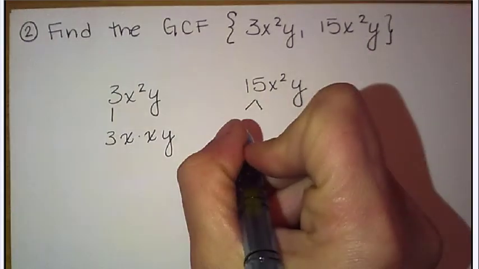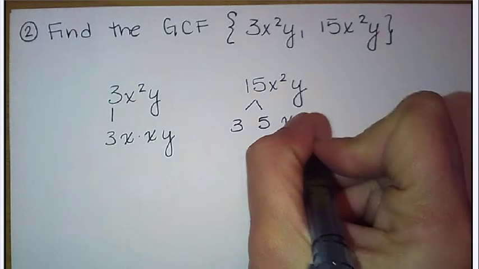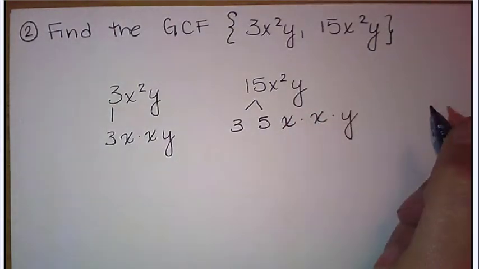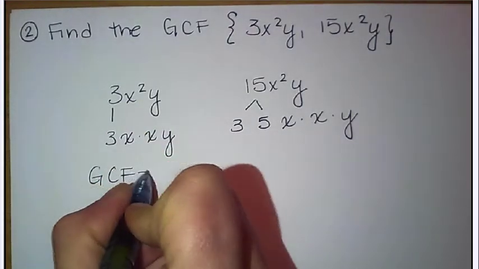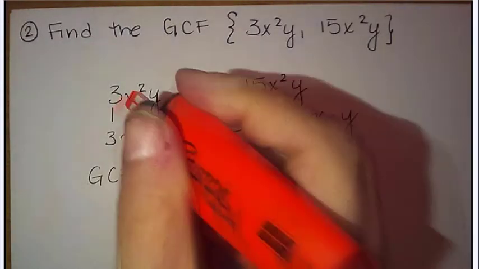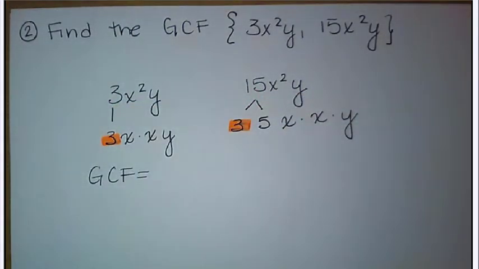15 can be broken down. It is 3 times 5. Again, we have x squared, which is x times x, and then we have another y. So now what we want to do again is find that greatest common factor. We want to find the numbers and variables that both of these terms have in common. Very easily we can see that they both have a 3. So we're going to write down a 3.